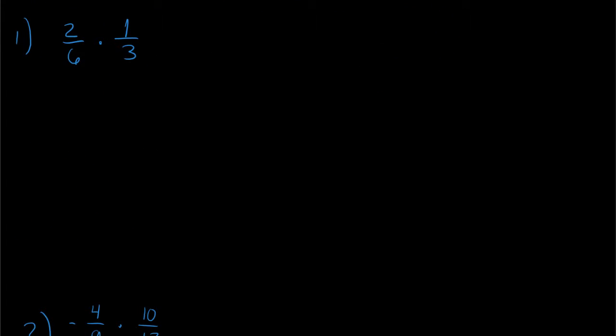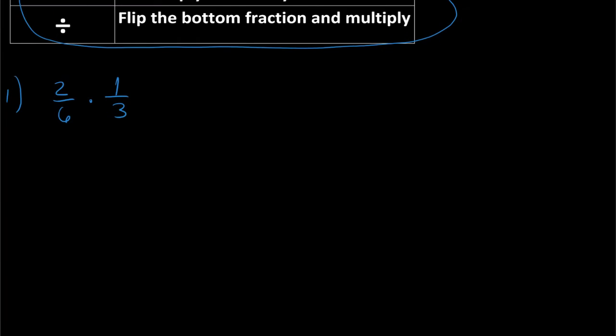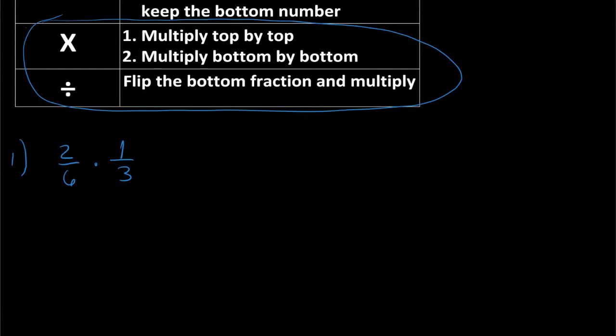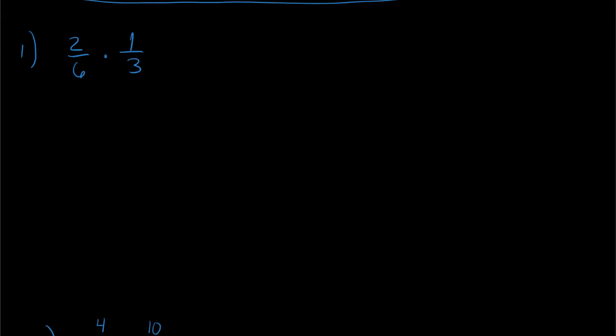Our first one, we have 2/6 times 1/3. So let's look at our multiplication rule. It says multiply the top times the top and the bottom times the bottom. So this is pretty straightforward. We just have 2 times 1 on the top would give us 2, and 6 times 3 on the bottom gives us 18. This does reduce to 1/9. So that's our answer. I'm not going to cover how to reduce fractions in this video, so if you don't know how to do that, you may want to review it.